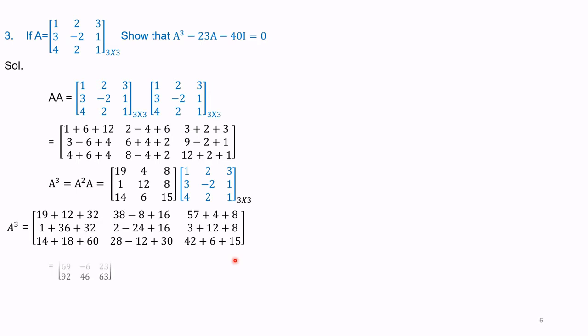This will be simplified and written as 63, 46, 69, 69 minus 6, 23, 92, 46, 63 within square bracket. So that is A cube. We have found A cube. Now we will find A cube minus 23A minus 40I by substituting the respective values.